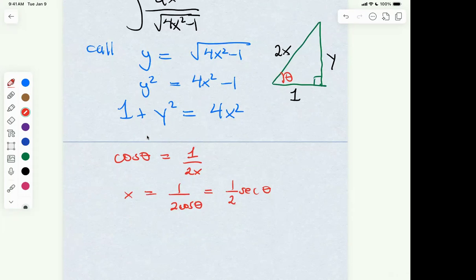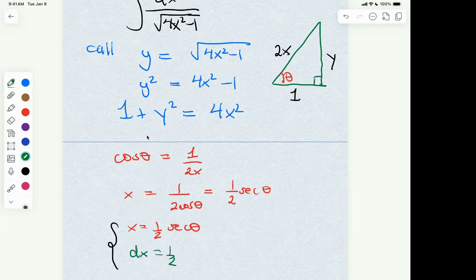So I'm saying that x is 1/2 secant of theta. What is dx? We also need dx, right? The derivative of secant is secant times tangent, right? So it becomes 1/2 secant of theta times tangent of theta d theta. Okay.